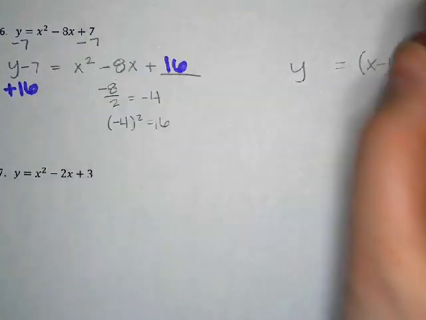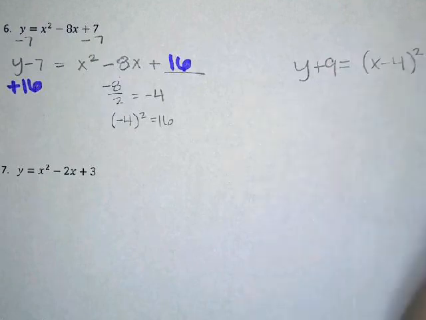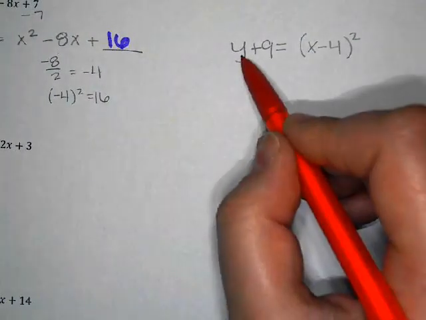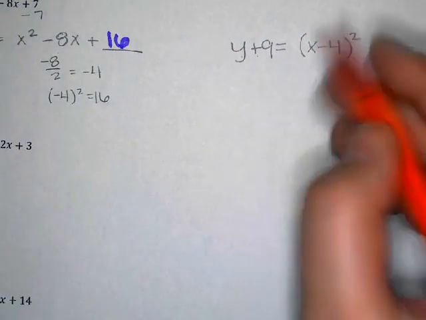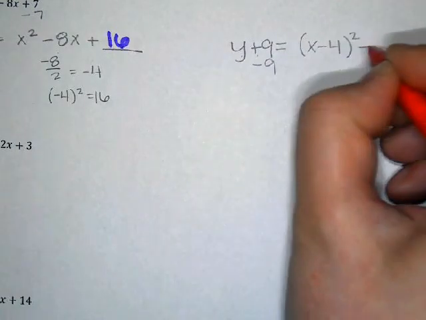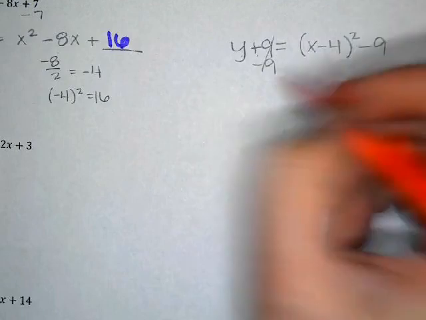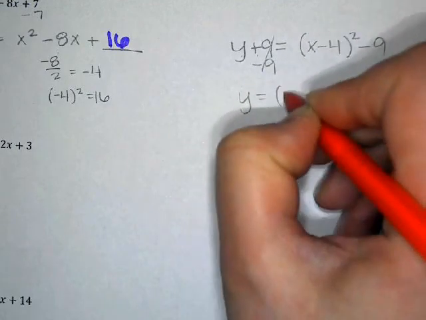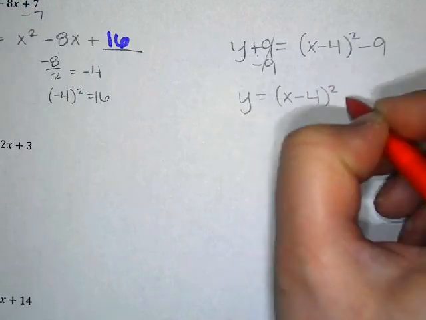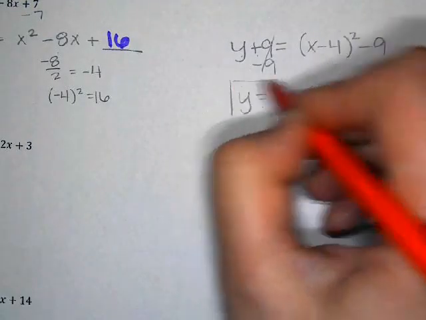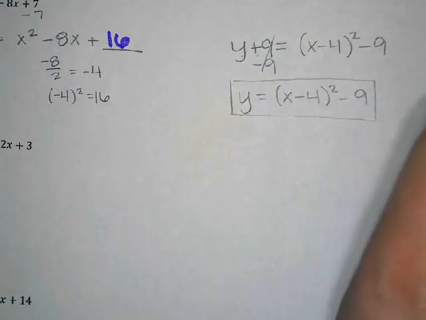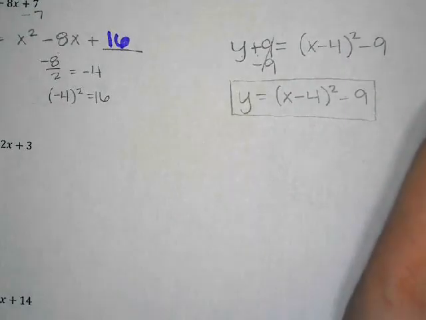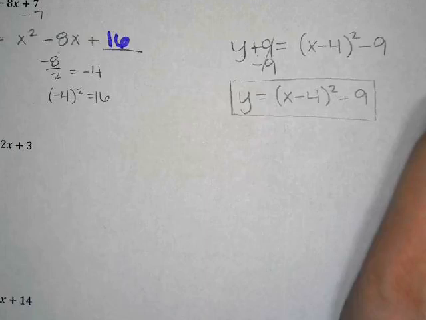Okay? And now I just need to get my y alone. How do I get my y alone? I'm going to take this positive 9 and subtract 9 over to the other side. And y equals x minus 4 squared minus 9. So what's the vertex? Positive 4, negative 9. What transformations can you see? Right 4, down 9. Good.